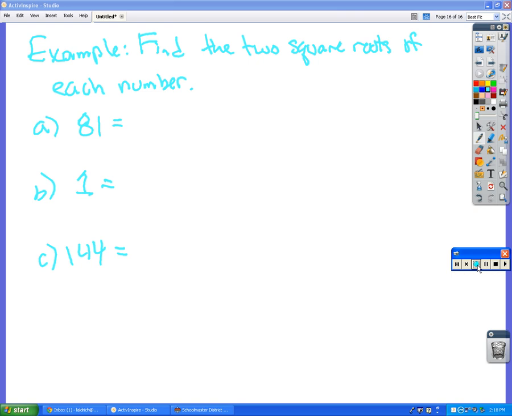All right. So I want you to think of a number that if you times it by itself, the same number, right, 9 times 9. So since 9 times 9 is 81, that means the square root of 81 is 9. Okay? I'll put the little square root sign there on top of it.